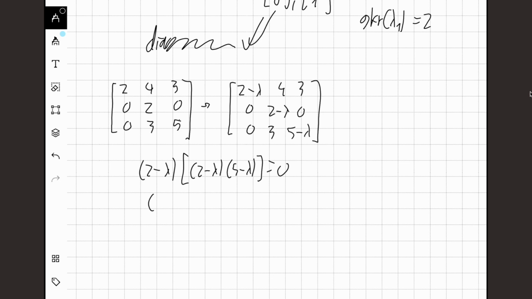Oh my goodness, we have the exact same characteristic polynomial: 2 minus lambda squared times 5 minus lambda. So with this, you can already see the characteristic polynomial doesn't uniquely determine the matrix. You can have two different matrices. Here, there's a 4 instead of a 3, but the characteristic polynomial is still the same. So we have an eigenvalue lambda 1 equals 2 with algebraic multiplicity 2 because it's a repeated root.